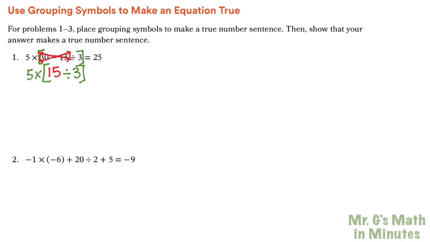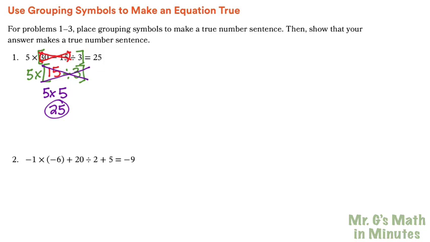So now, order of operations, I have a bracket. I have to use that as a parentheses. So I need to do 15 divided by 3, which is going to give me 5. This bracket goes away and everything included in it. And then I bring down the times 5, which is going to give me an answer of 25.